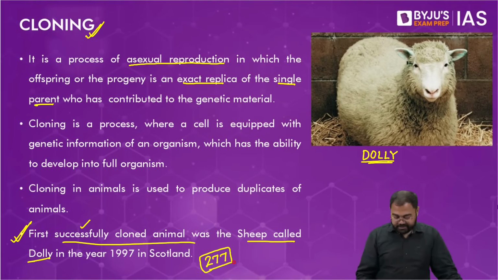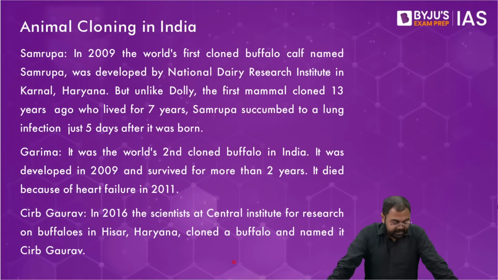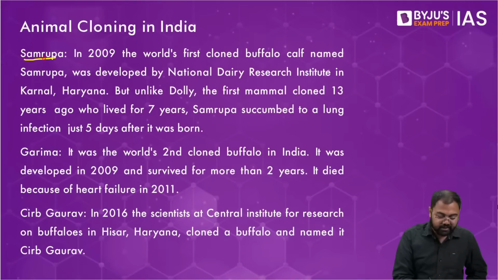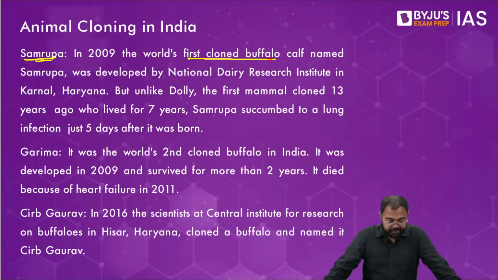So for example, let's take the Indian examples of animal cloning that have been done. The first example of animal cloning in India was of Samrupa, and this was the first cloned buffalo in the world in 2009. But unfortunately, the calf did not live for very long. It was just 5 days after the birth of this calf that it succumbed to some kind of lung infection, and that's why it did not live for very long.